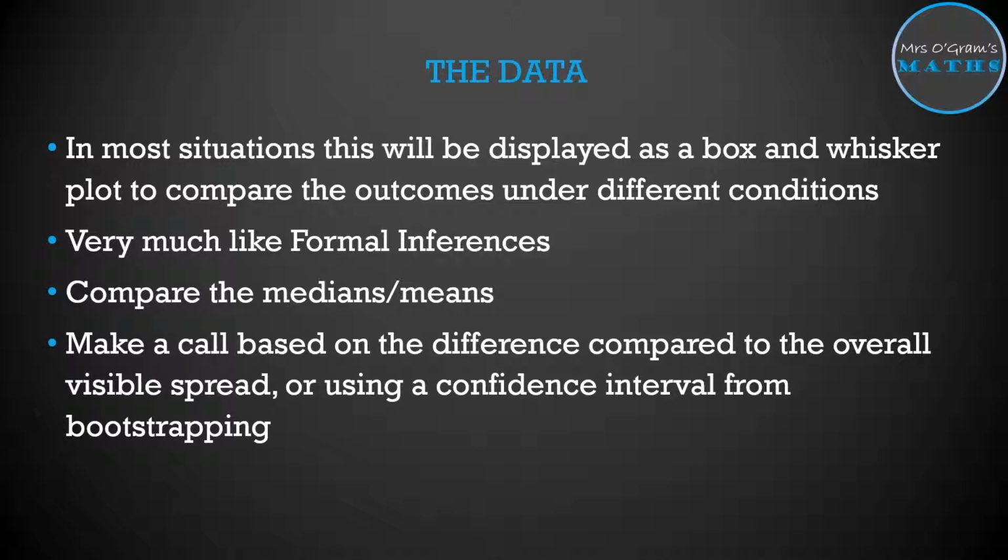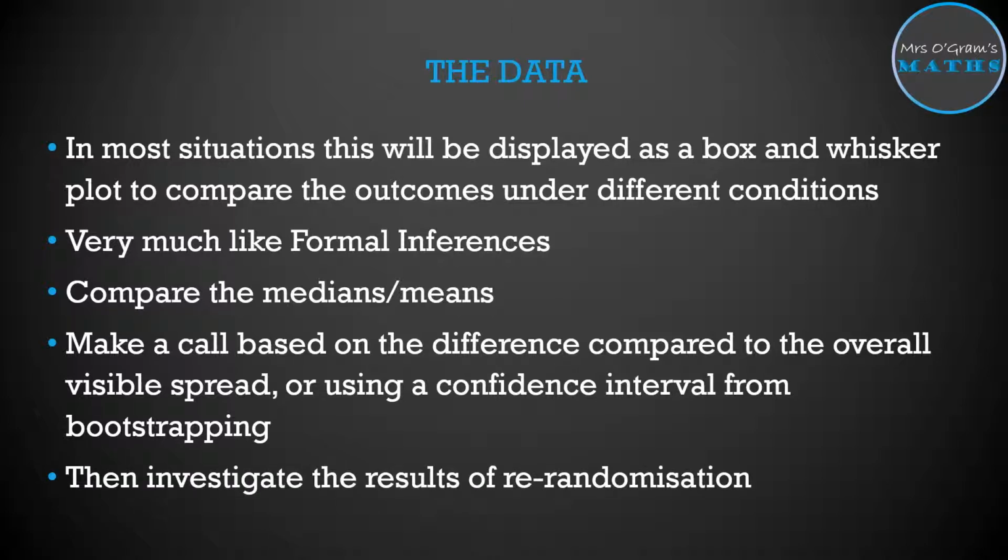Then you make a call based on the difference compared to the overall visible spread, or by using a confidence interval from bootstrapping. That's most likely what you will do, the bootstrapping method, like you do in formal inferences. Then you can investigate the results of re-randomization of your data to see if it was just something that happened by fluke, or whether the difference that you've observed is statistically significant.